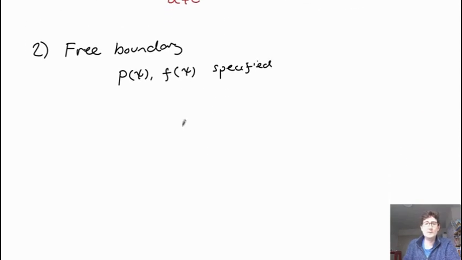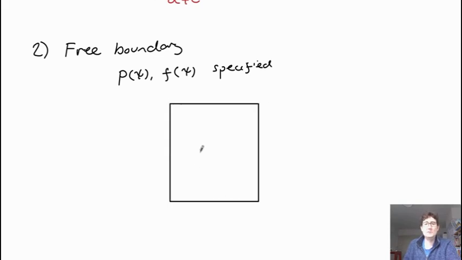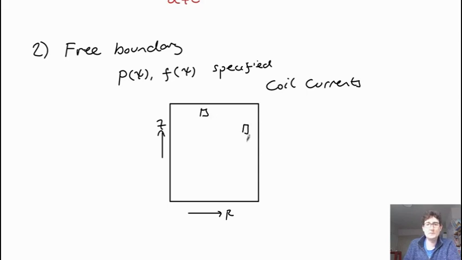Instead, what's specified is essentially a domain like this. So you usually have a square domain, though it doesn't have to be. And we have R this way and Z. And what we're specifying now is the location of the coils. So we say you have a set of coils, so you might have coils around here.